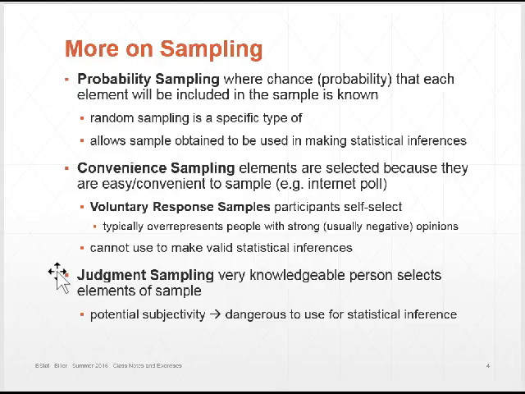In the center between those two is judgment sampling. In this case, perhaps for some reason we're not able to do probability sampling, so the next best alternative would then be to consult with a very knowledgeable person in that subject that we're surveying and have that person select the elements of the sample, potentially subject to that person's subjectivity, and therefore could be risky to use for statistical inference.